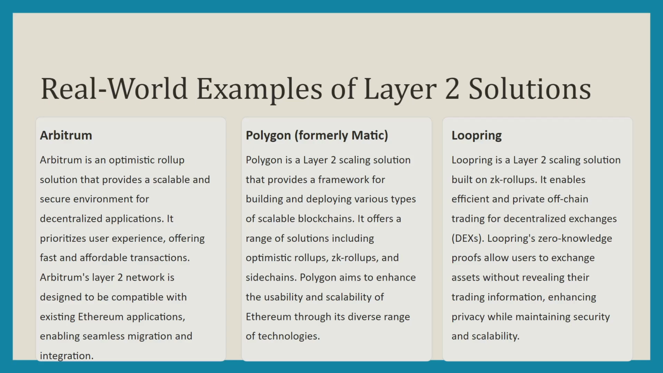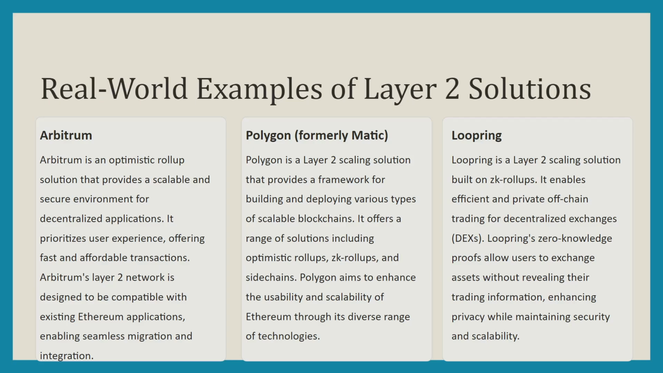Next is Polygon, which is formerly known as Matic. So, Polygon is a layer 2 scaling solution that provides a framework for building and deploying various types of scalable blockchains. It offers a range of solutions, including optimistic rollups, ZK rollups, and sidechains. Polygon aims to enhance the usability and scalability of Ethereum through its diverse range of technologies.